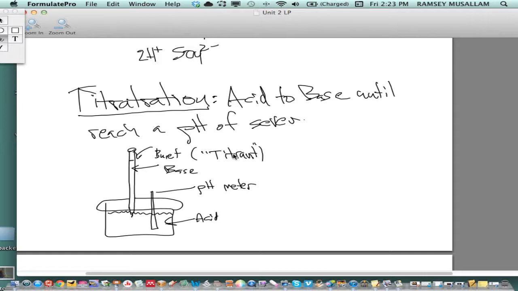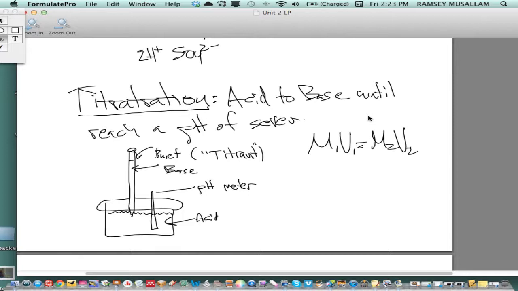So the base is the titrant. Usually the base is the titrant. And what was the dilution equation from before? Do you guys remember that? Back from last unit, if you had two molarities and two volumes, what was the equation? Yeah, M1V1 equals M2V2. This can also be used for titration as well.